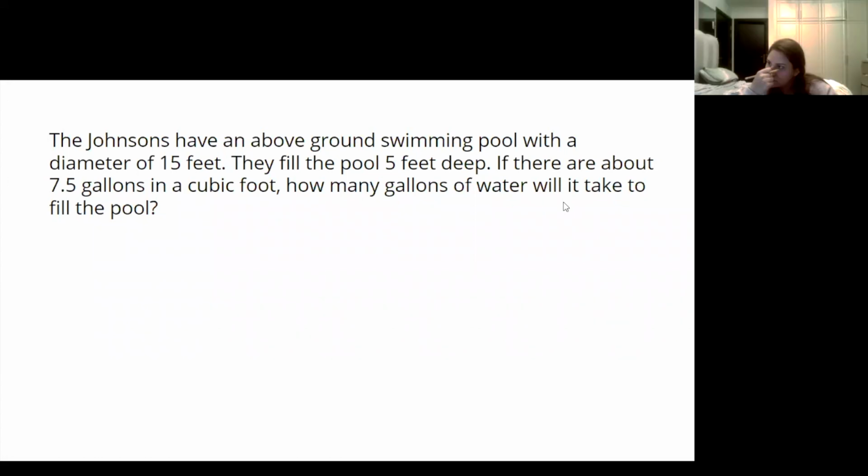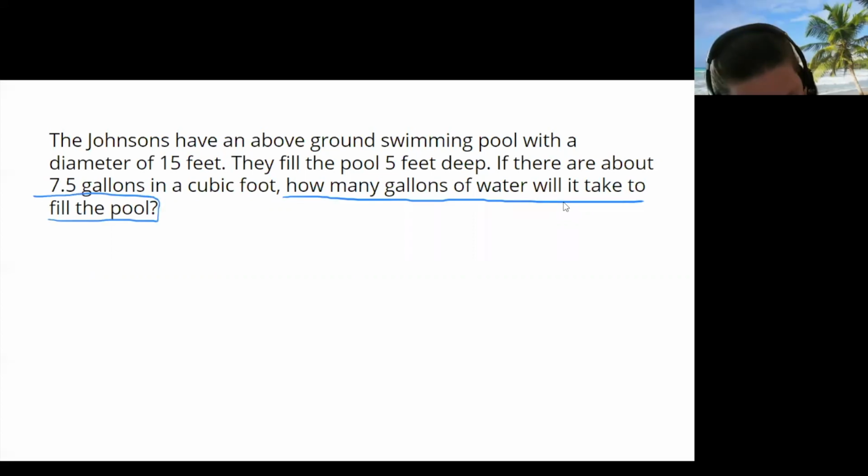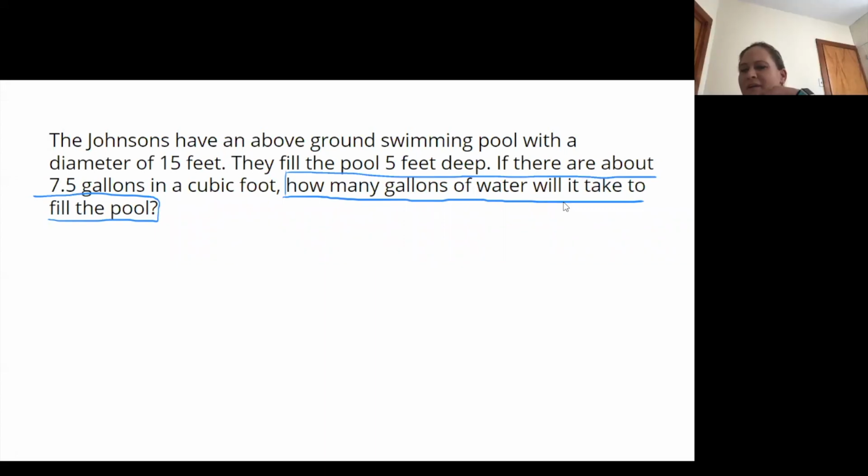What are they asking me to do or to find? How many gallons of water do you need to fill the pool? That's our question. We're to figure out how many gallons of water it will take to fill the pool. Any thoughts? I think you times a number by a number.